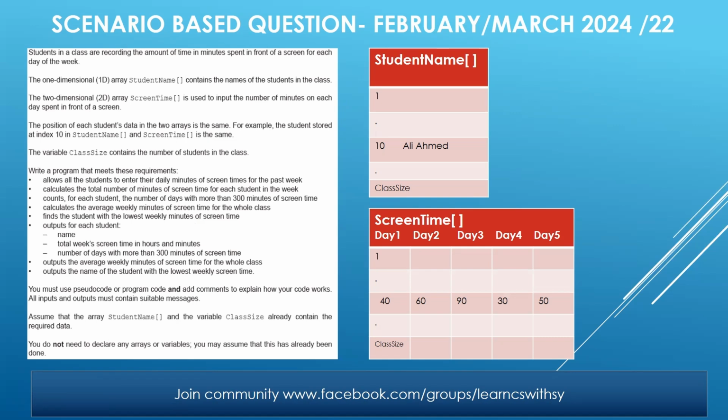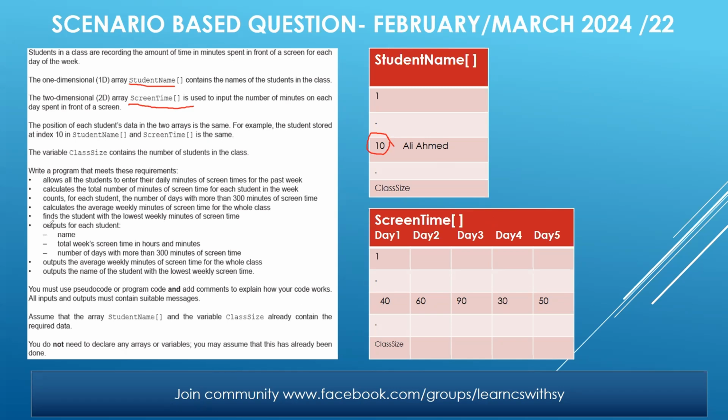Now, the position of each student's data in the two arrays is the same. For example, the student stored at index 10 in student name and screen time is the same. Just for the purpose of making you comprehend, I've made a sample array for you. You can see here the 1D array student name, and the 2D array screen time is also made here for your understanding. Position 10 is just taken as an example. Don't take it like this, like Ali Ahmed, any random student. His screen time on different days of the week, again, imaginary values are mentioned here.